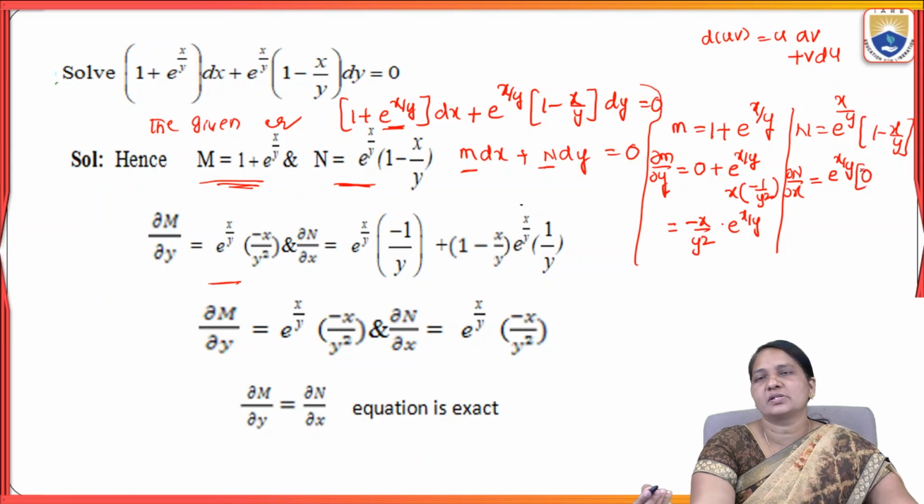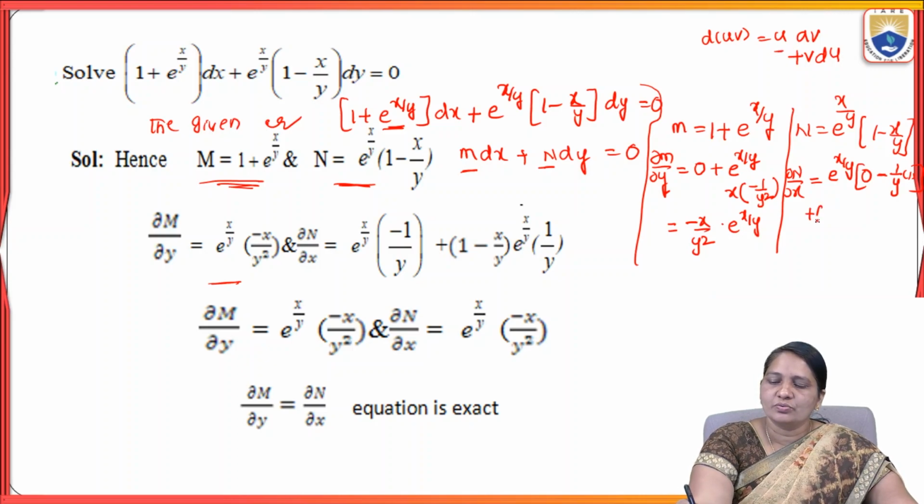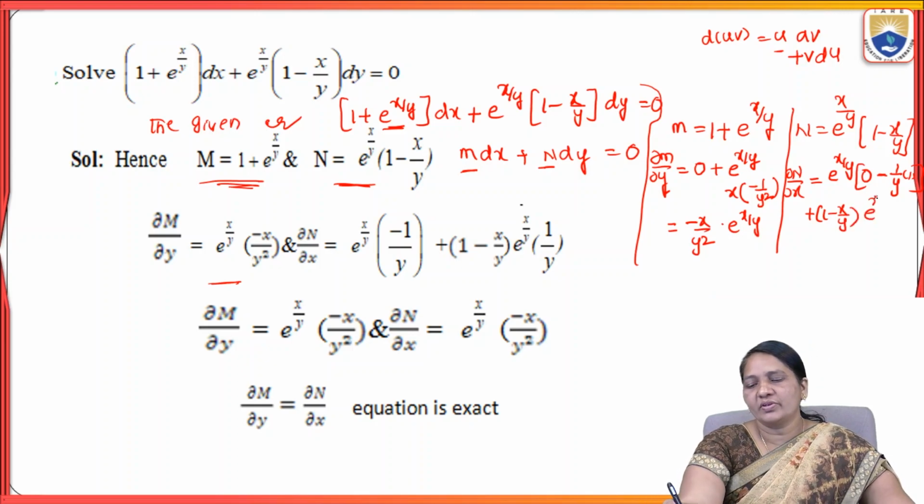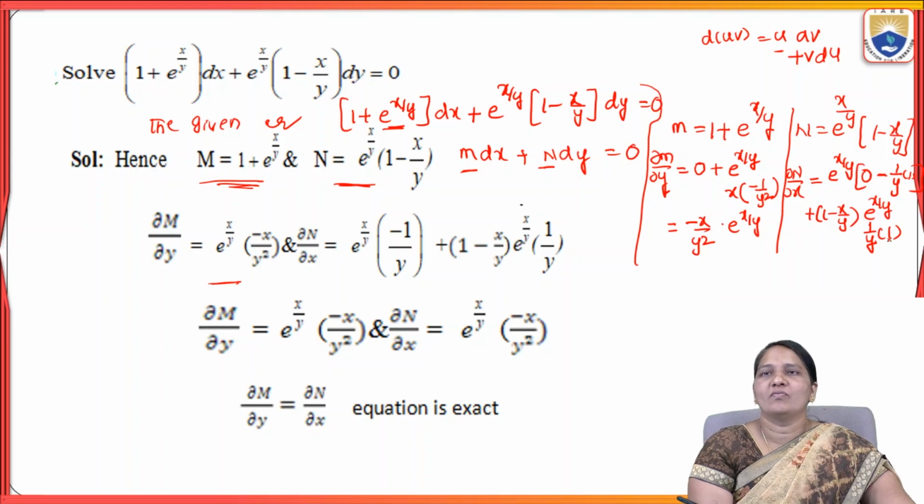So 1 is the constant, 0. Minus, here with respect to x we are doing. So 1 by y is the constant, x value is 1. So this is the first one, that is u dv. Plus v du. 1 minus x by y is the constant. Derivative of e power x by y is e power x by y, and 1 by y is the constant, x value is 1.